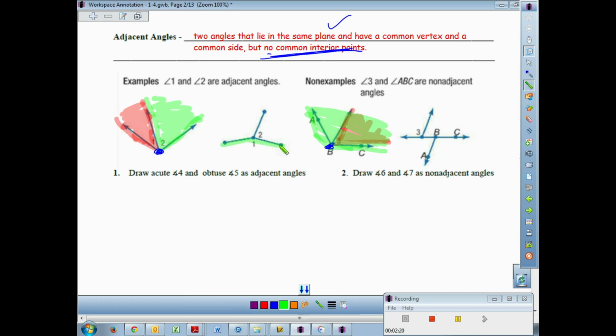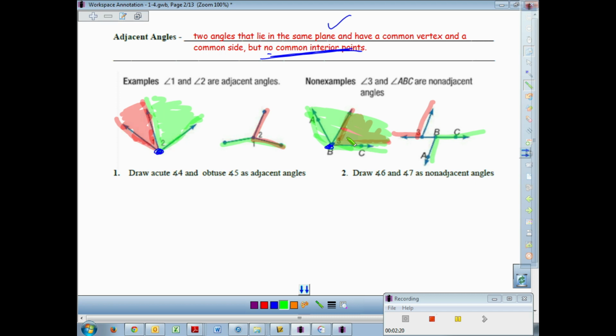So angle 1, green. Angle 2, red. You see how if you shaded them both in, there would not be any interior common points, but they do share a ray. This guy, angle 3, and angle ABC, do they even touch each other in the first place? They are non-adjacent angles. So adjacent, in our own words, means they're touching, okay? But they can't be inside each other.